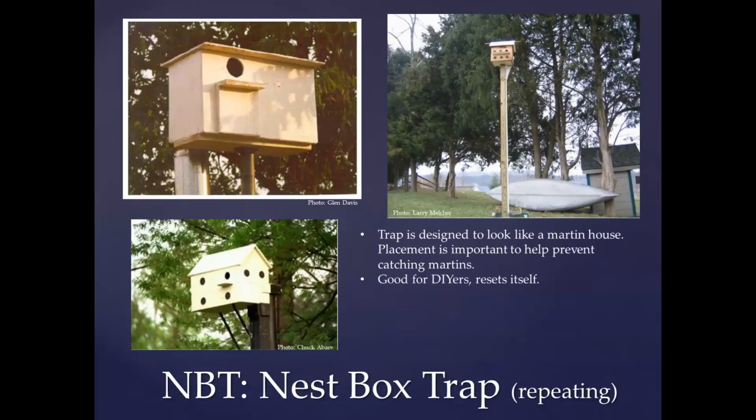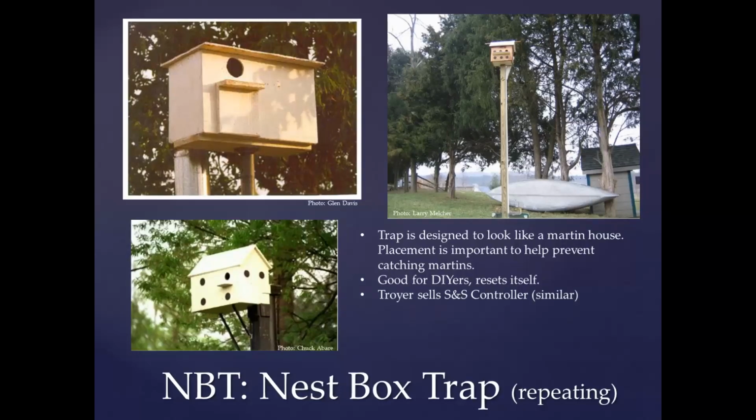So a trap like this is good for DIYers, and it resets itself. So if you like to build, you like to tinker, there are plans to build one of these things and you can do it yourself. Troyer sells a similar product called the S&S controller that you can buy from their website or buy the plans from them. And the good thing about this trap is it works for starlings and house sparrows. And if you set the counterweight to trigger for 2/4, it'll catch house sparrows too.